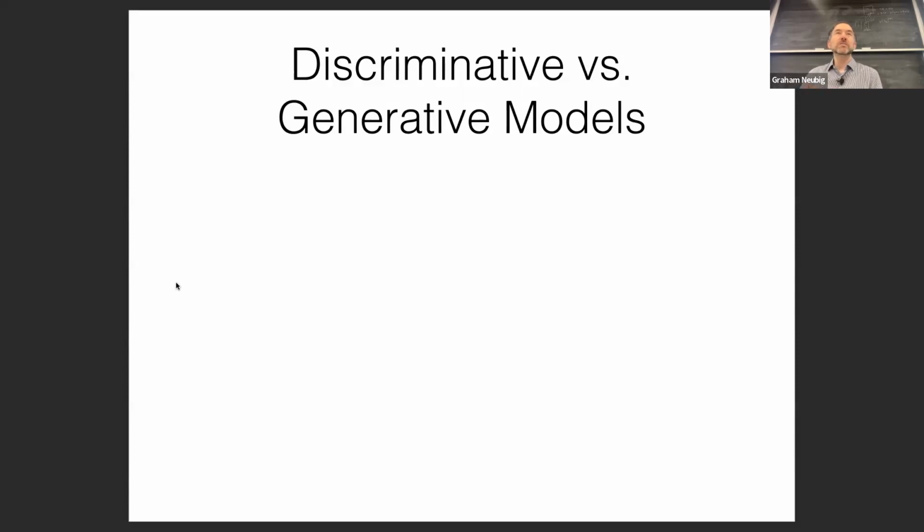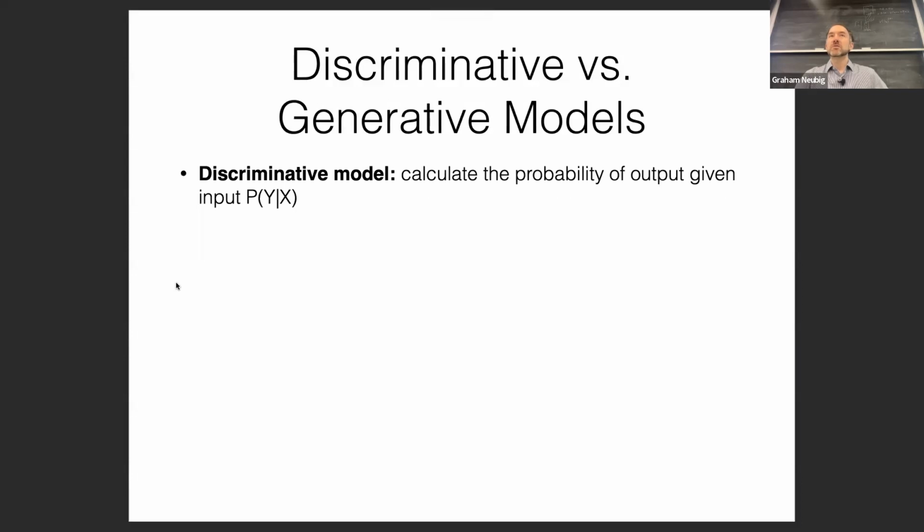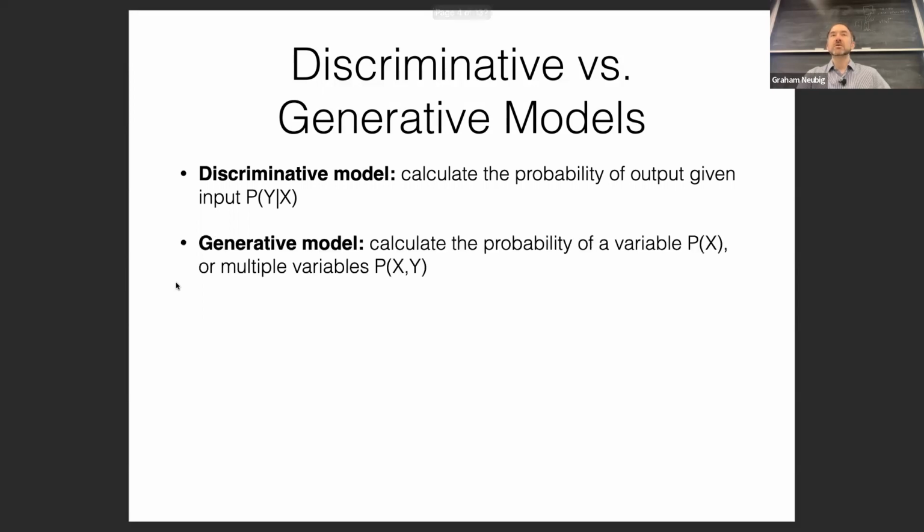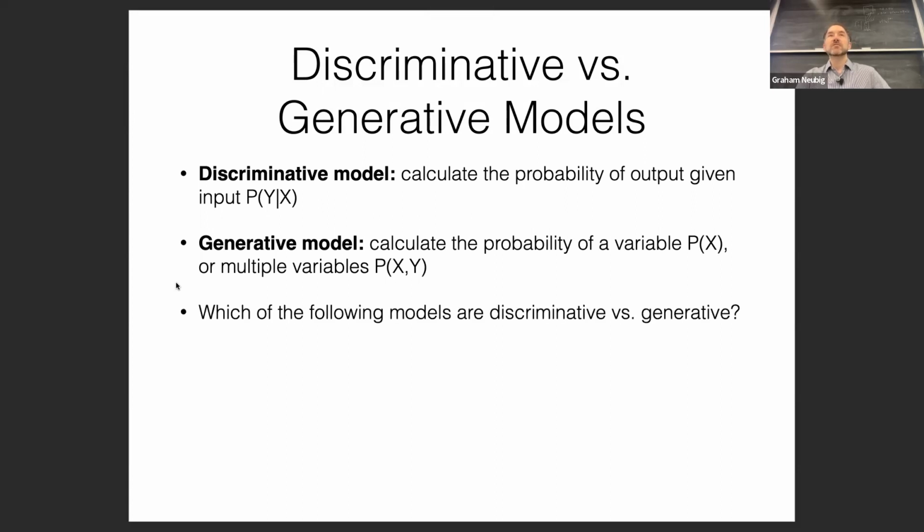And previously we talked about discriminative versus generative models, I think maybe even in the very first or second class that we had here. A discriminative model, as we all remember, calculates the probability of the output given the input, like probability of y given x. Whereas a generative model calculates the probability of a variable, p(x), or multiple variables, like a joint probability, p(x,y). And if we think about which of the models are discriminative versus generative, let's say we have a BERT-based part of speech tagger with independent predictions.